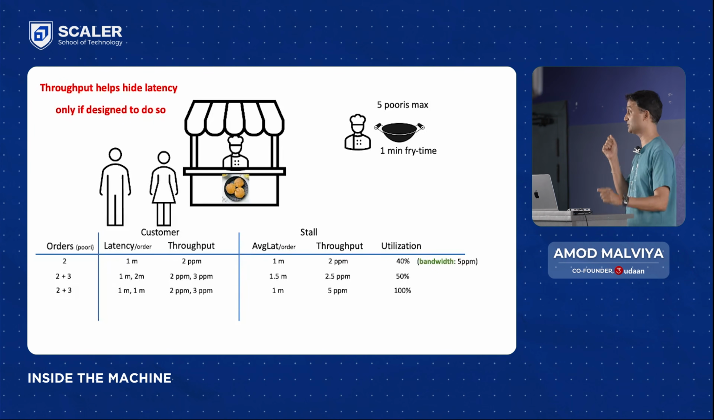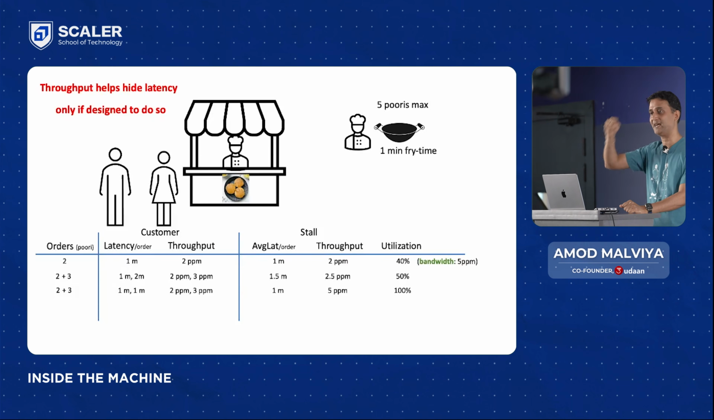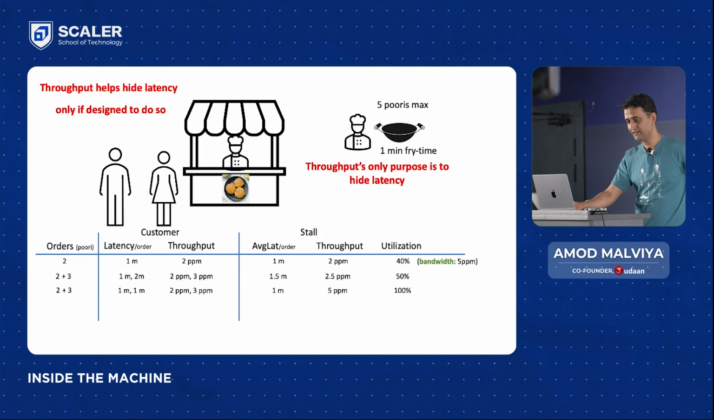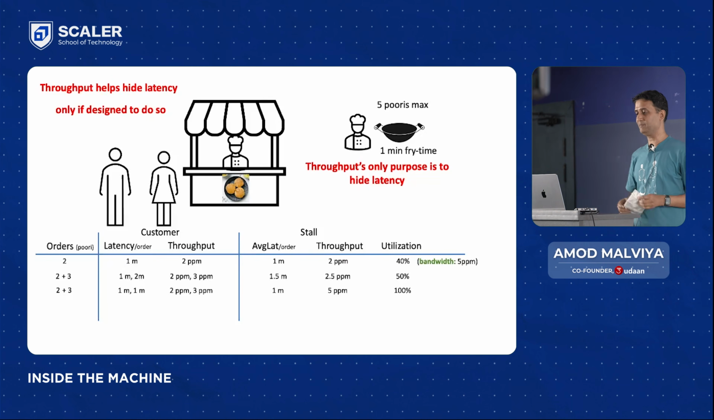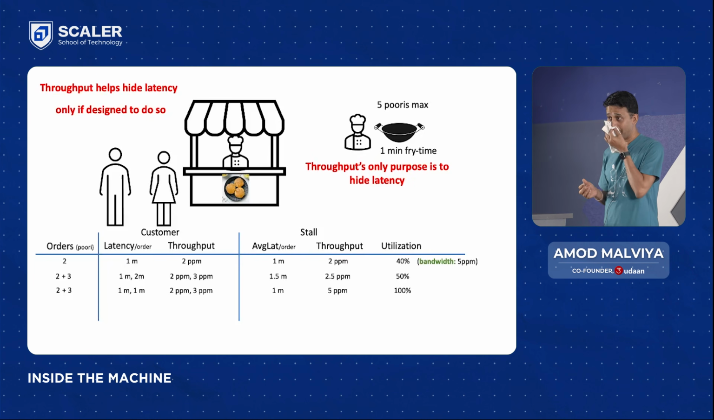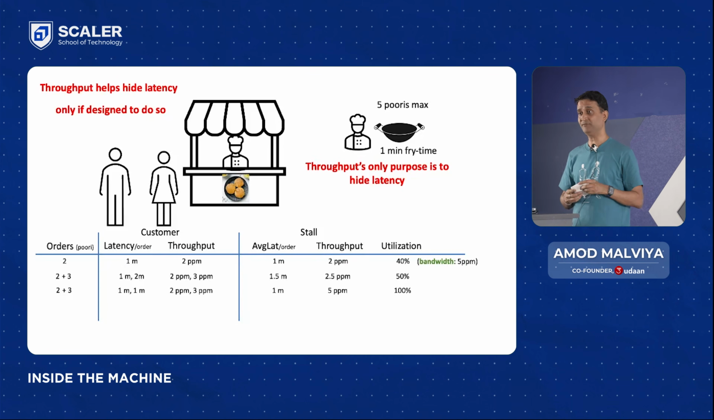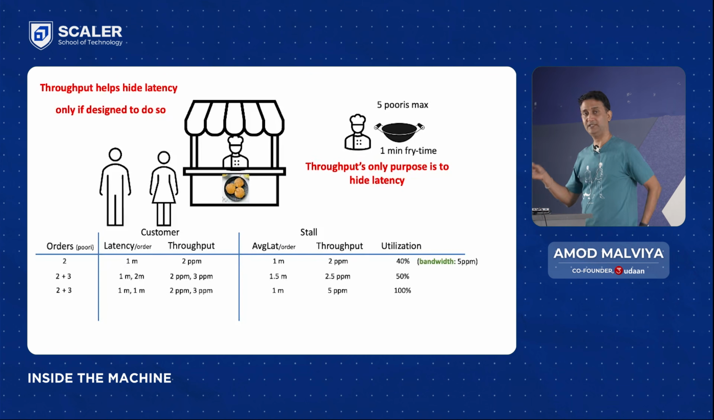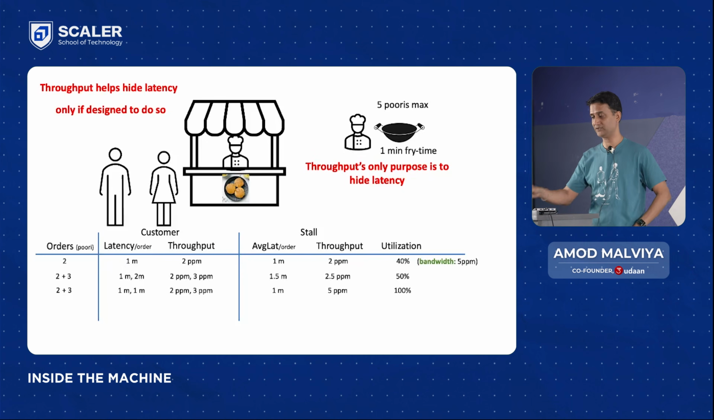So if you're not writing software that is really extracting out the maximum throughput from your resources, you are wasting resources and money for your organization. Okay? So the assertion that I'm making is throughput's only purpose is to hide latency. And if you have throughput that is not able to hide latency, it's a design flaw in your system, either at a hardware level or at a software level. Okay?